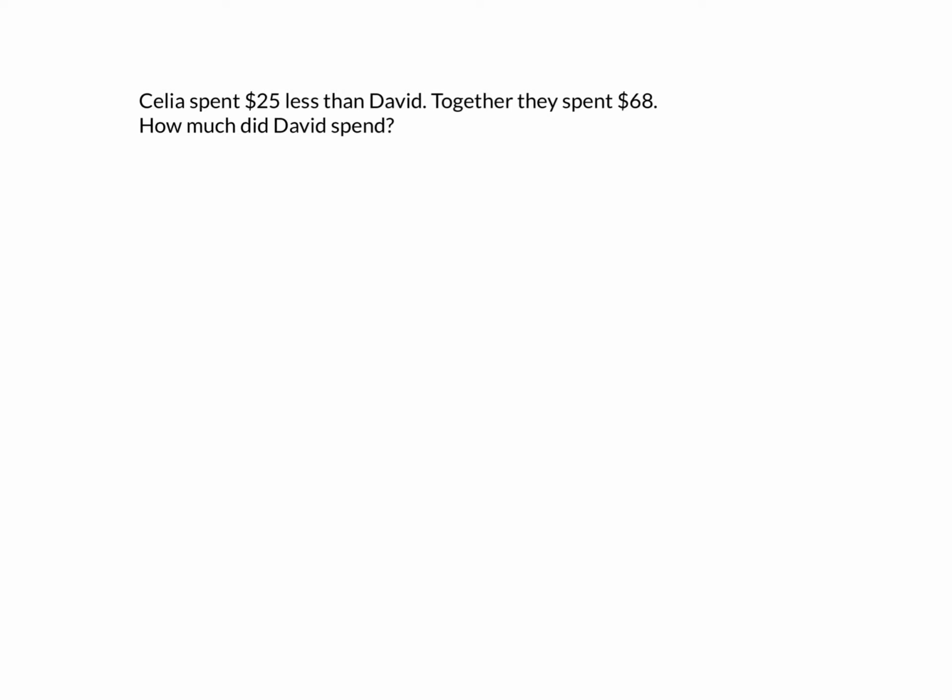Okay, so in this question it says Celia spent $25 less than David, and altogether they spent $68. We need to figure out how much David spent. So we have to figure out what we do not know in this question and what we are trying to figure out. Well, we don't know how much David spent, and this is what we have to figure out by the end of the question.